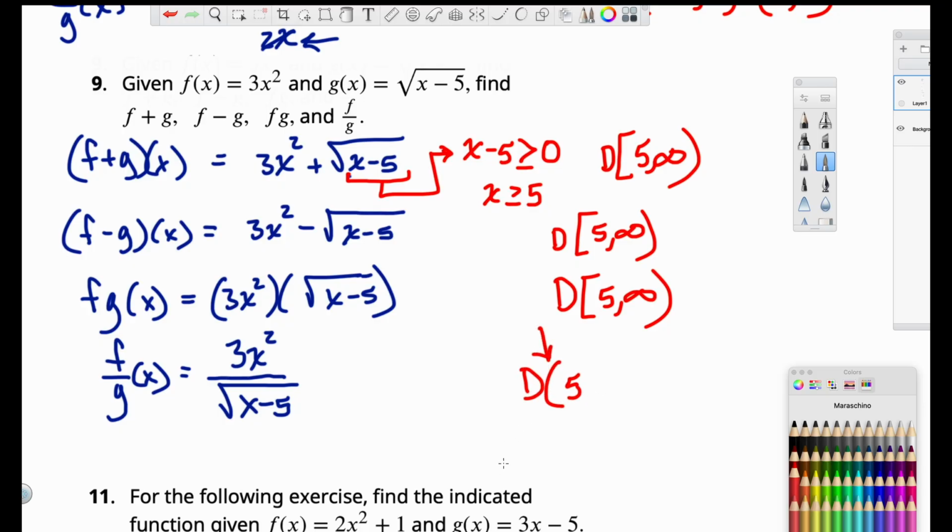So the domain on this doesn't include 5. Notice, that's not a bracket. Okay? So 5 doesn't work here. But the number directly to the right of 5 would work.